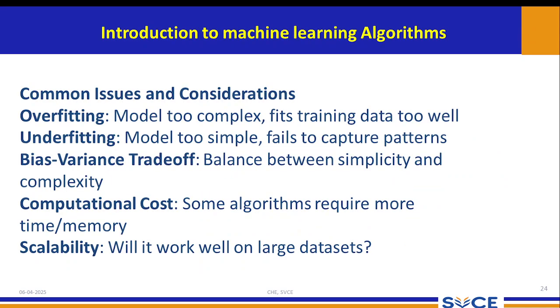Okay, so introduction to machine learning algorithms: common issues and considerations, maybe overfitting or underfitting. The model is too complex for overfitting, it fits training data too well, but new data will not fit exactly. That is an overfitting issue. Underfitting, the model is too simple, fails to capture the pattern. Bias-variance trade-off, balance between simplicity and complexity. And computation cost, some algorithms require more time and memory. That also we need to look into. Okay, and scalability, will it work well for large data sets? So these are the common issues and considerations that need to be considered after modeling.